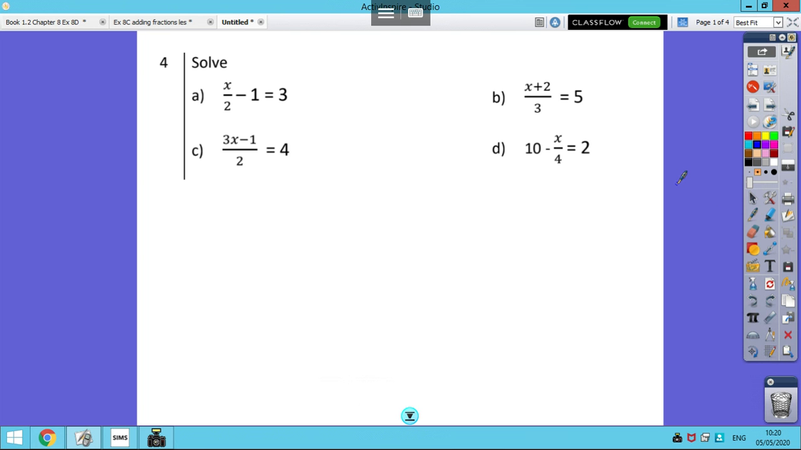Now, I am writing on the screen with my finger, so it's going to look like a 3-year-old is writing it, so I do apologise.